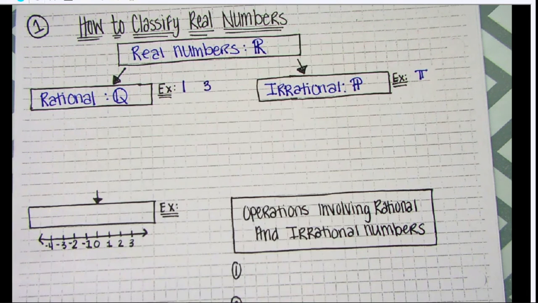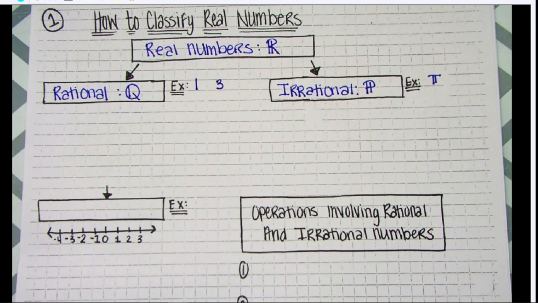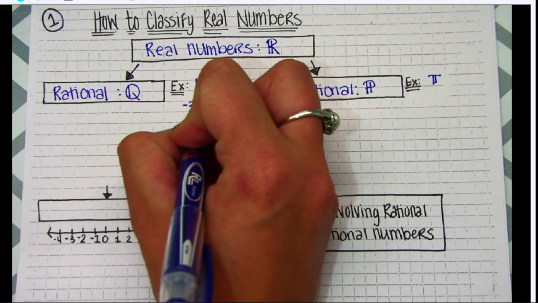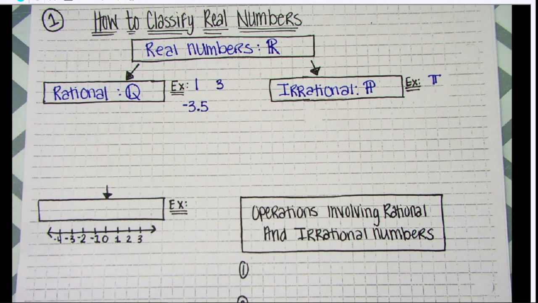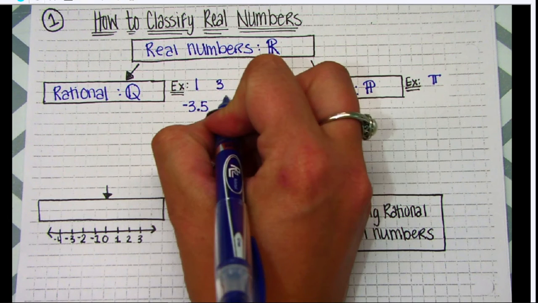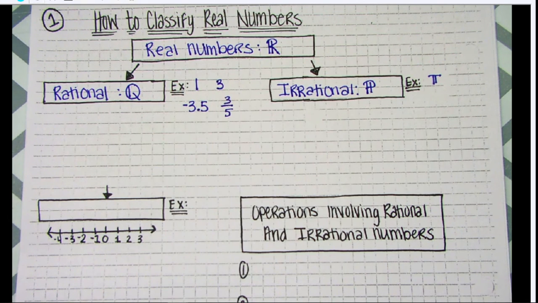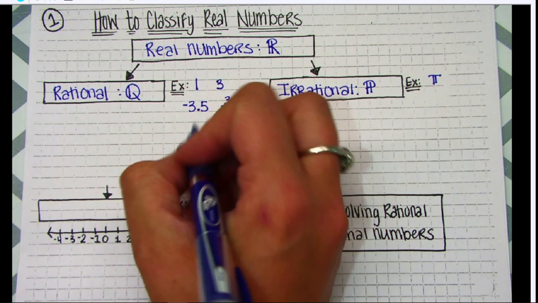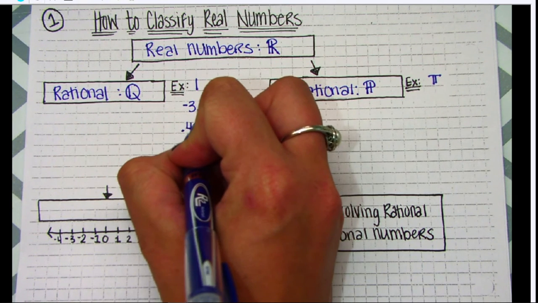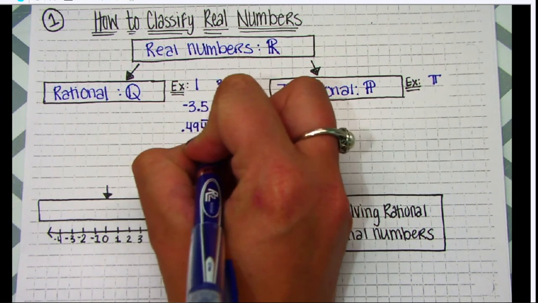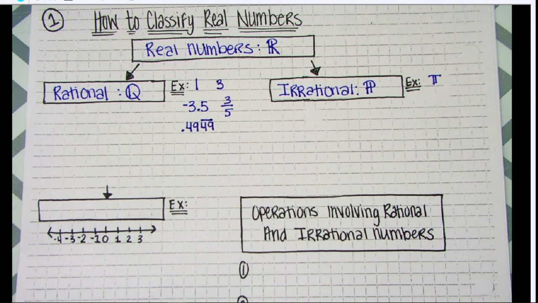What kind of decimals can I put as rationals? The ones that stop. Good. So I'm going to put negative 3.5. That decimal terminates, so it is rational. What other kind of decimals can I put? 3/5, that's a fraction, but yes. Repeating decimals, so like 4, 9, 4, 9 with a repeat bar. Those are also rational.